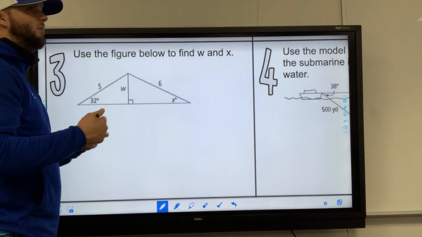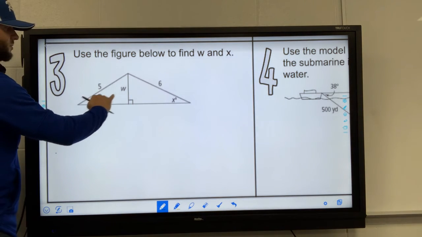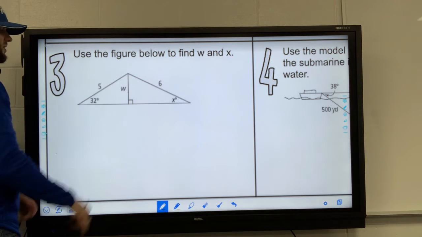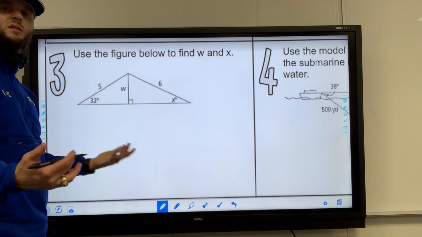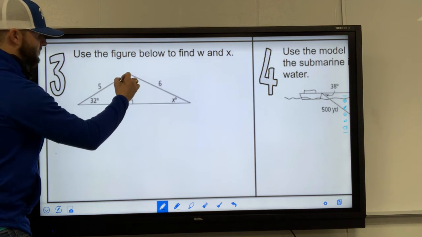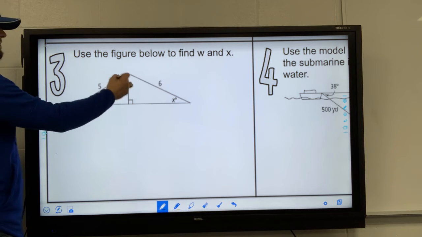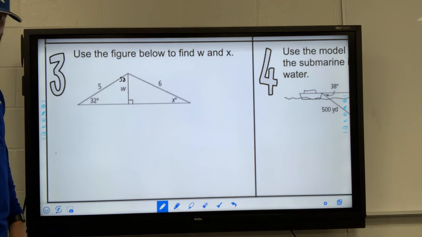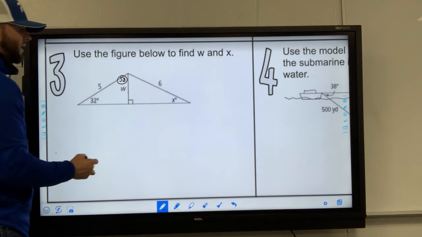But I want to use the cosine ratio. So right now, if I was going from this angle, this would be my opposite, my hypotenuse. So I could find this measurement by using the sine ratio, but I'm going to use the cosine ratio. So what I'm going to do is find this angle up here by using all the angles of a triangle add up to 180. So this angle up here would end up being 58 degrees, okay? So with that being said, I'm going to look at everything from this angle up here, okay?